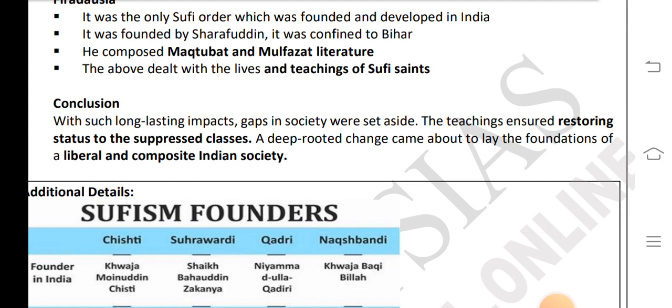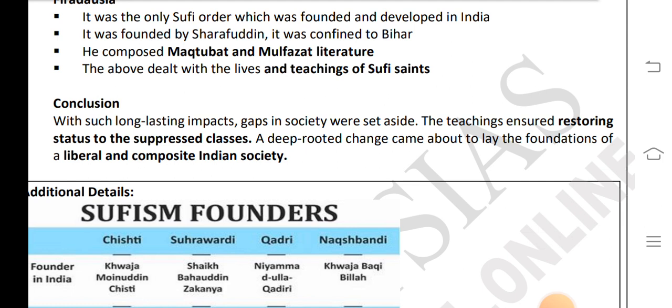Firdausiya was the only Sufi order which was founded and developed in India. It was founded by Sharafuddin and confined to Bihar, and he composed the Maktubat and the Malfuzat literatures. The above dealt with the lives and teachings of Sufi saints.